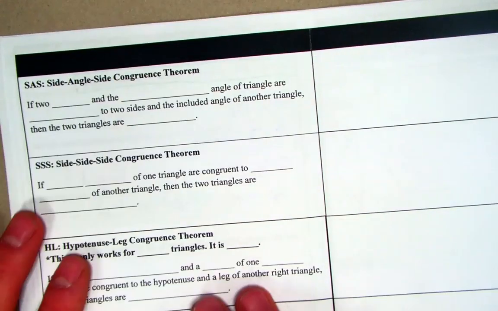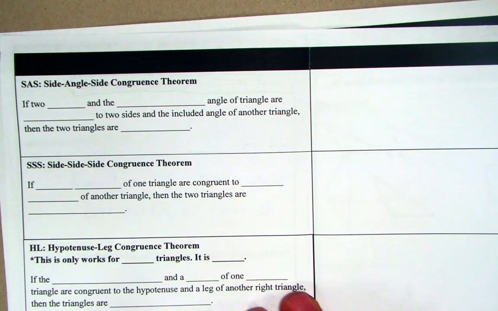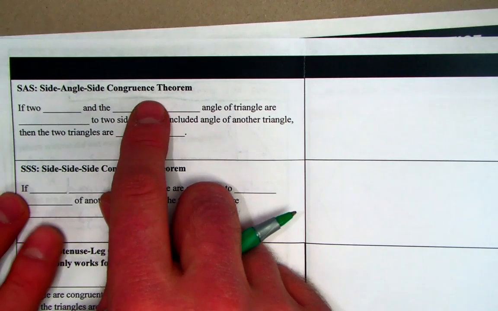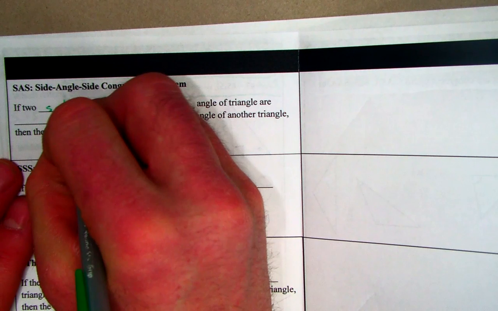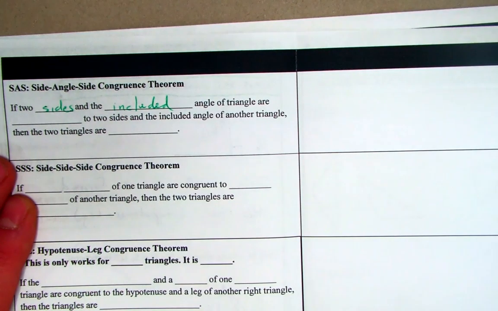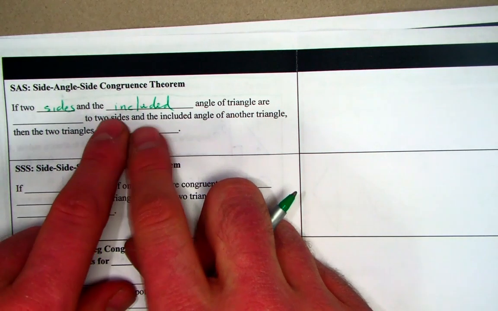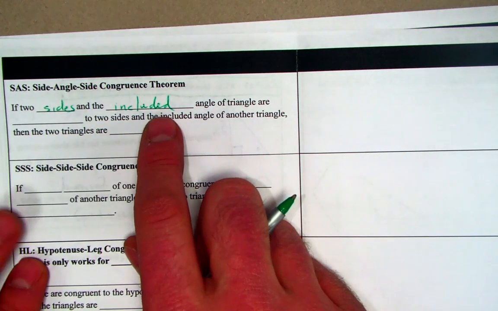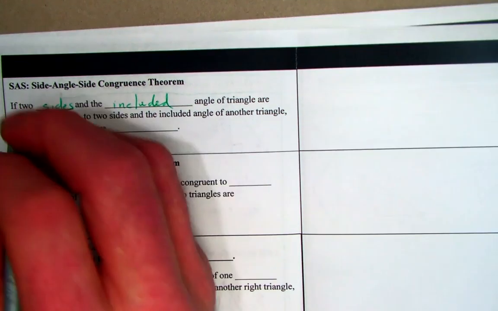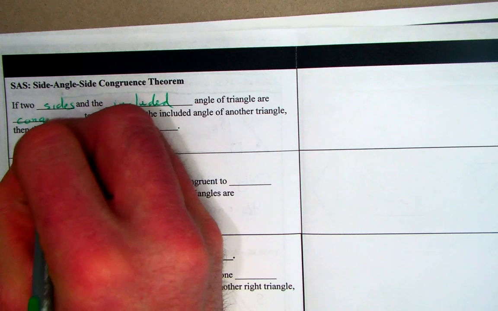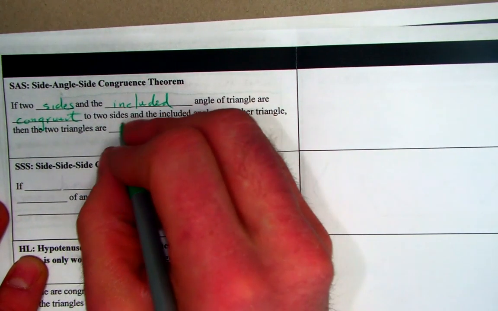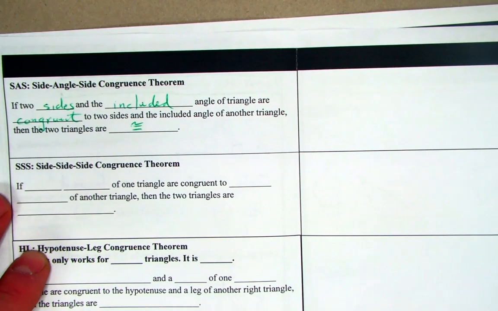All right, next, we're just going to write these theorems out in words. So we're dealing with the side-angle-side congruence theorem, and it just says if two sides and the included angle. Now we've talked about it, but we haven't defined it, or at least written a definition. Included means the angle between the two sides. So if two sides and an included angle of a triangle are congruent to the two sides and included angle of another triangle, then those two triangles have to be congruent. I'll try to abbreviate when I can.